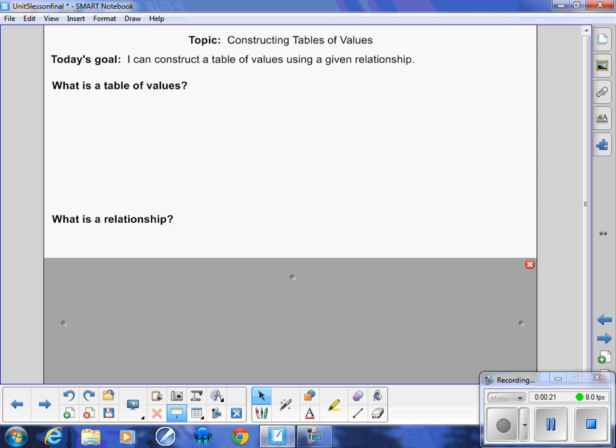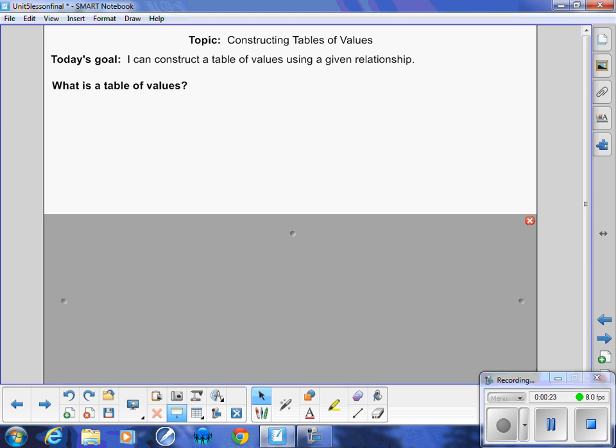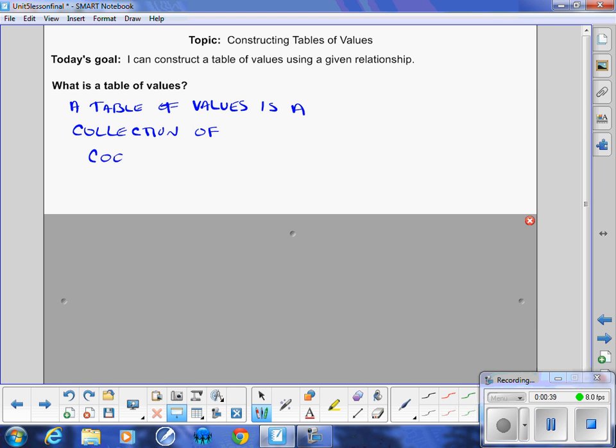So what is a table of values? A table of values is a collection of coordinates. What you were working with yesterday, the coordinates, we're still working with them today.